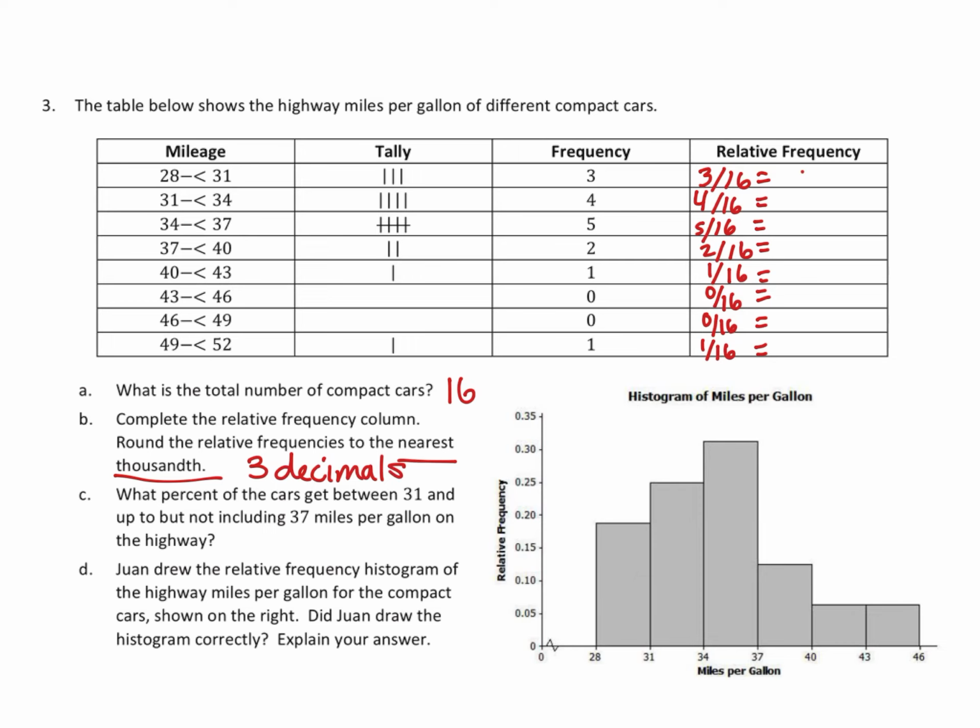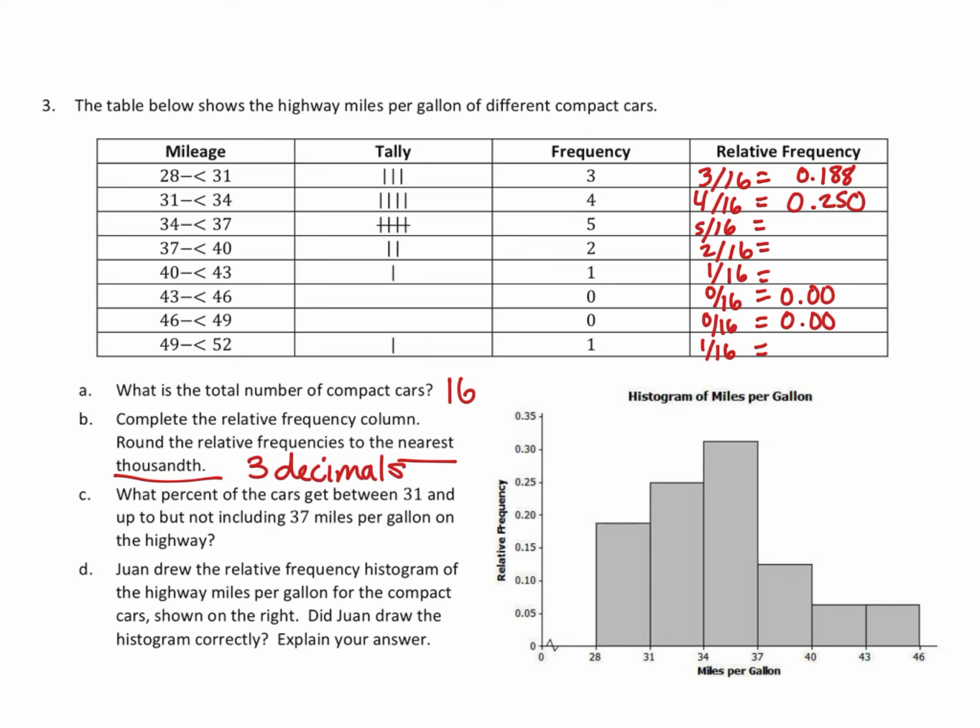3 divided by 16 is 0.1875, but the 5 makes that 7 bump up to an 8. 4 out of 16 is 0.25, but because we want 3 spots, we can put a 0 after it. 0 is just going to be 0.